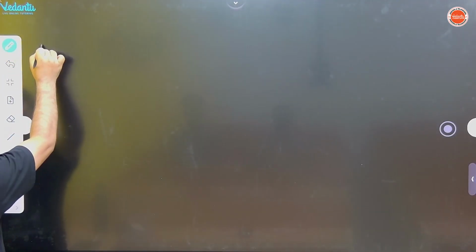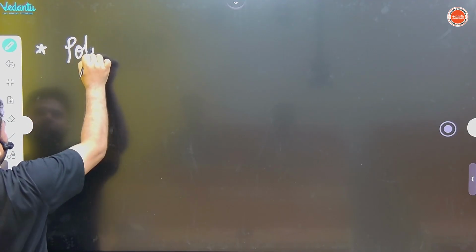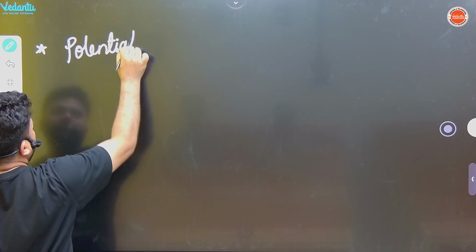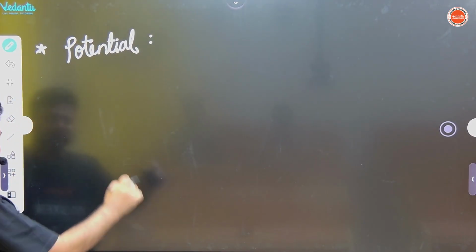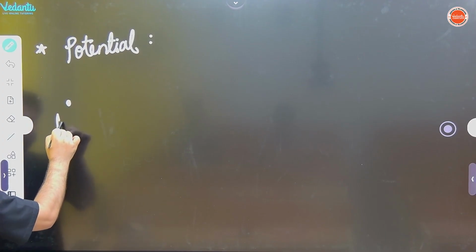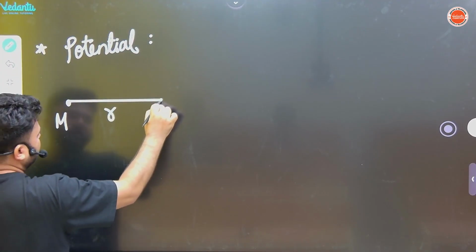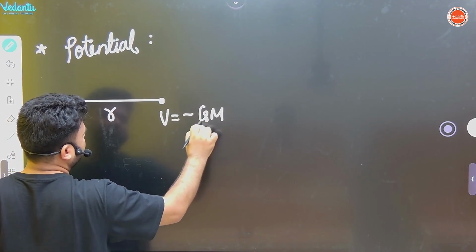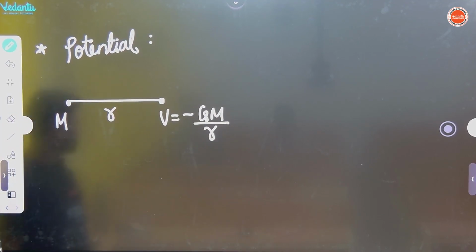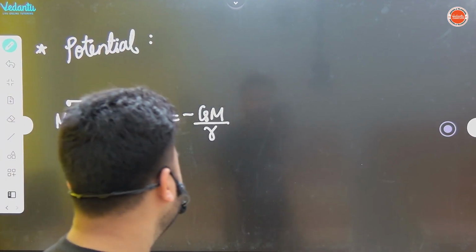See, potential. So suppose there is any object M. If someone asks that at a distance r, what is the potential at this point? So the potential formula is minus Gm by r. This is the formula for potential. They will just ask that here is one mass. Due to this mass, what is the potential at this point? So remember minus Gm by r.